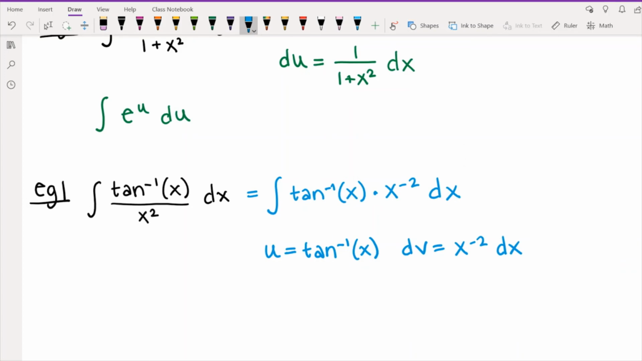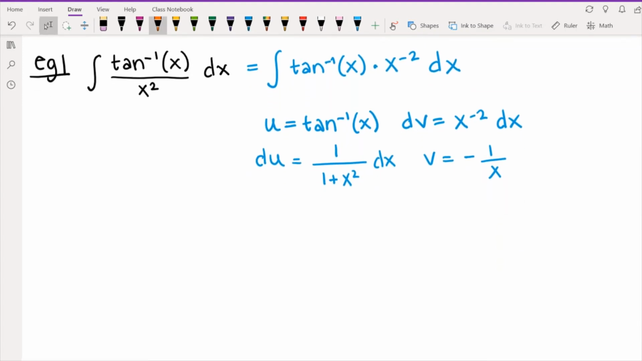And so what would this give us? This would give us du is equal to 1 over 1 plus x squared dx, and v would be equal to negative 1 over x. Okay, so let's put this together and see what we get in our new integral. So we would have u times v, so that's going to be negative inverse tangent of x over x minus the integral of v du. So that's going to be negative, so let's make this a plus, 1 over x times 1 plus x squared.